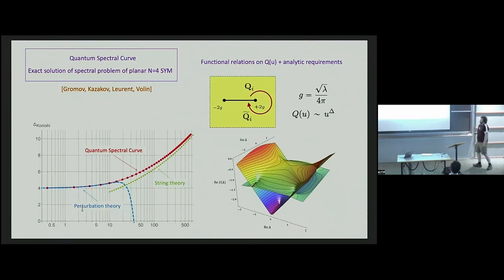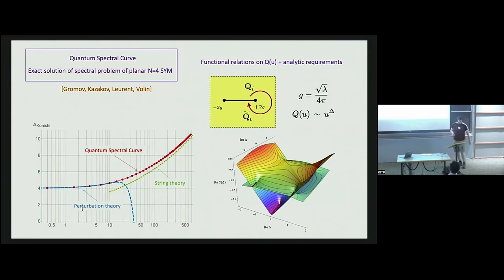Ultimately, the quantum spectral curve gives you the exact solution of planar N=4 super Yang-Mills. On a practical level, it is a collection of functions called Q functions, which satisfy various functional relations between themselves and are subject to certain analytic requirements. In the case at hand, these Q functions have branch points, the location of which is related to the 't Hooft coupling of N=4 super Yang-Mills. And if you look at some particular state, some particular single-trace local operator in N=4, then the quantum numbers of this state are encoded in the large u asymptotics of these Q functions.